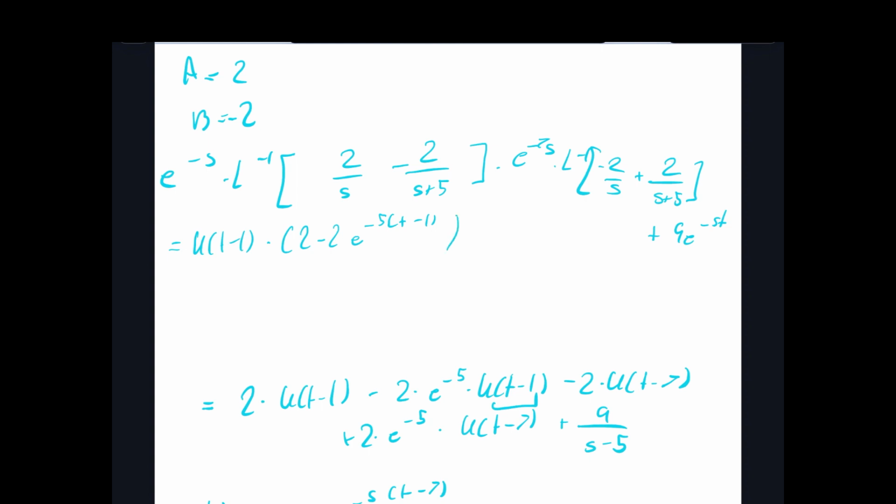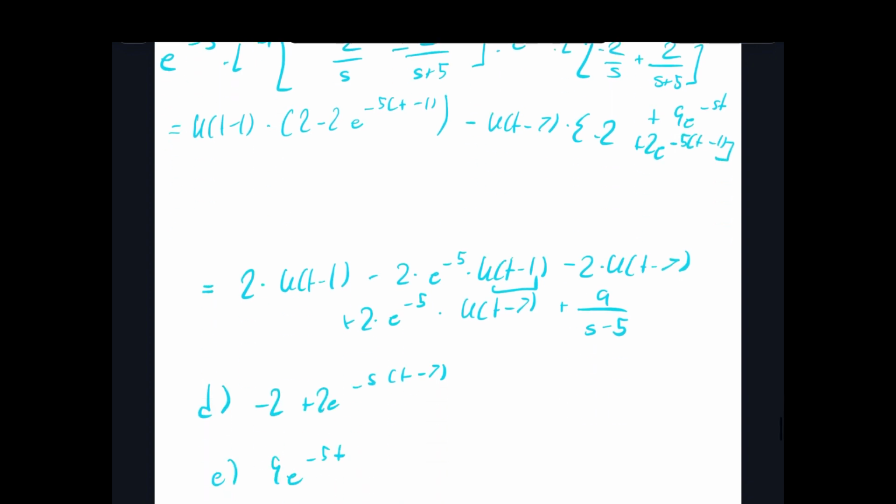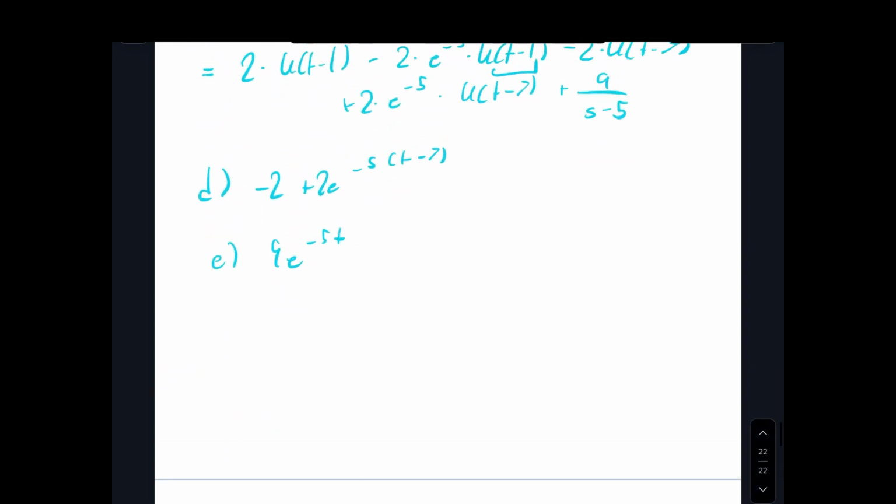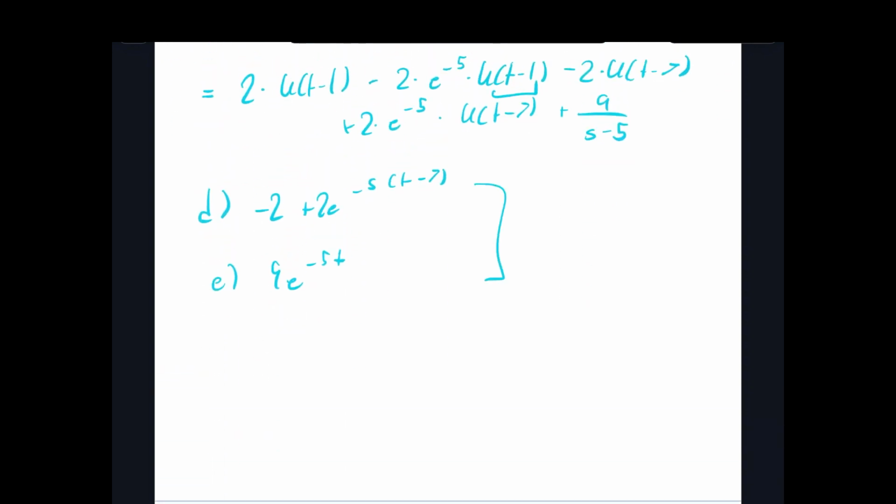And close this off. Then we have negative u at t minus 7 times negative 2 plus 2e to negative 5 t minus 1. And there you go. That is your answer. And that's how I got these two.